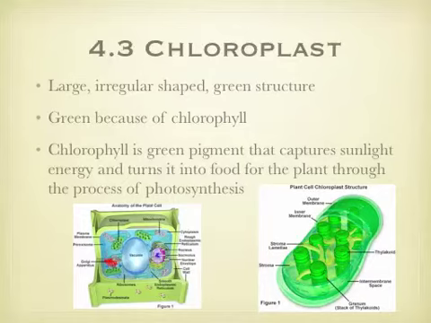4.3 is about energy, and chloroplast is an organelle that helps plants get energy. They are large, irregular shaped, and green in structure. Chloroplasts are green because of chlorophyll. Chlorophyll is a green pigment that captures the sunlight's energy and they turn it into food for the plant. The process is called photosynthesis. I like to think of chlorophyll as something like a solar panel on a house.